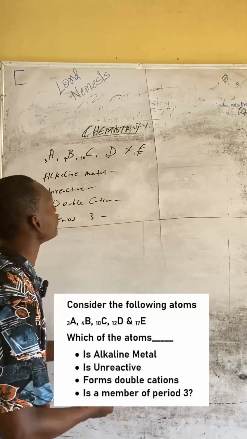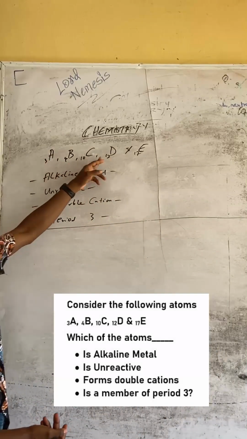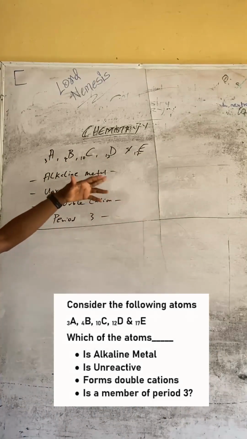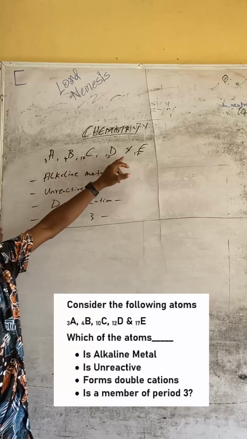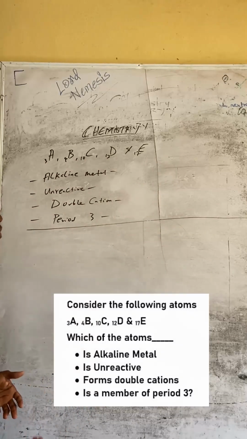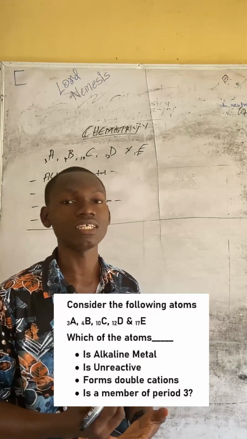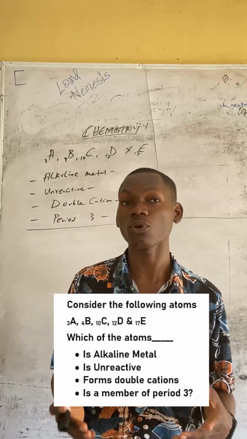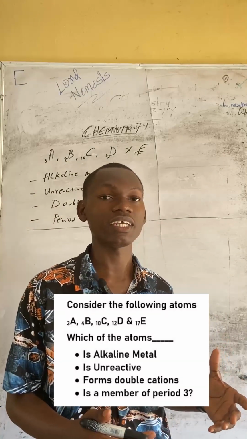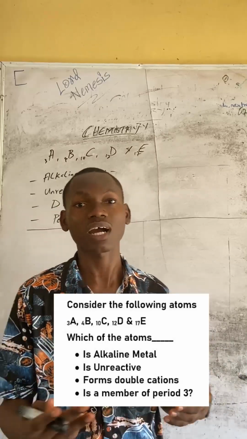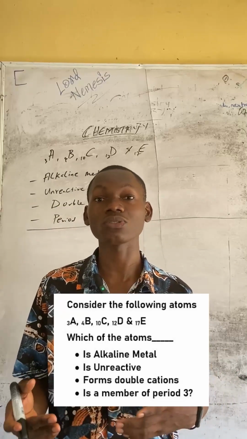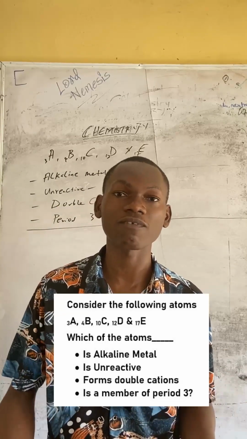Consider these atoms here, A, B, C, D, and E. If you look at them, you can see that there are numbers written below on the atom. And what are those numbers? Those numbers are simply the atomic numbers, or the number of protons. And if those atoms are neutral, you can see that they are neutral, it also tells the number of electrons found in them.